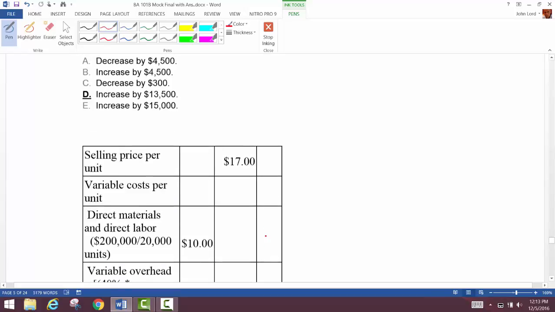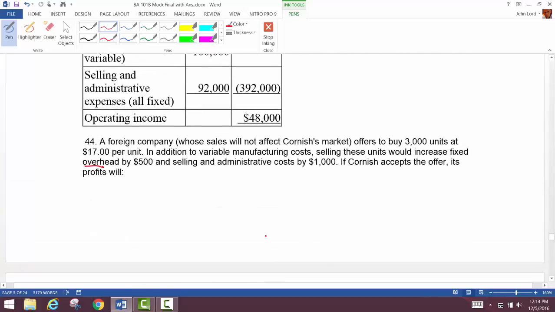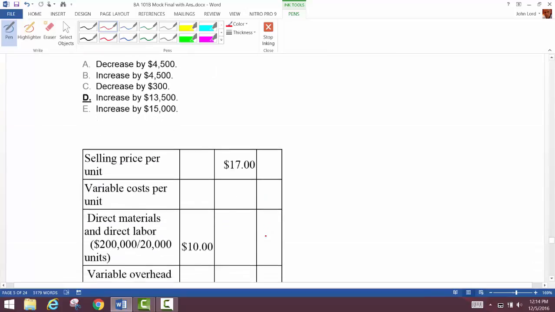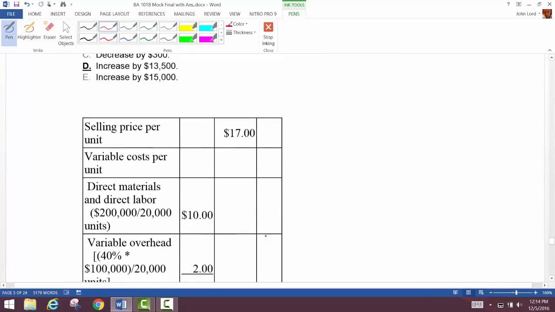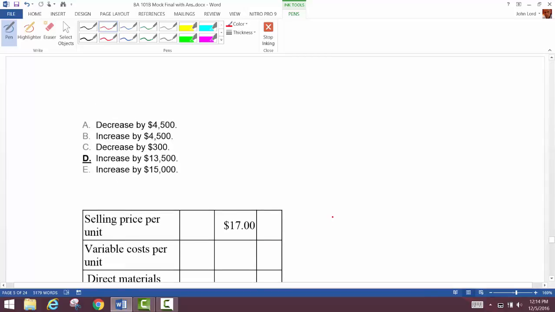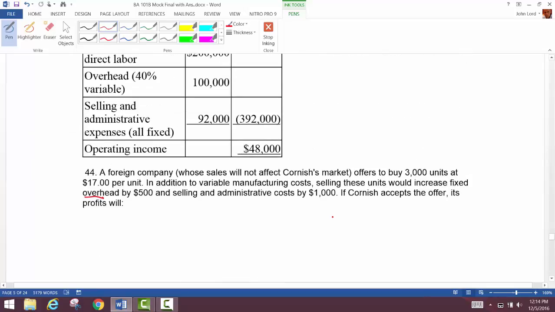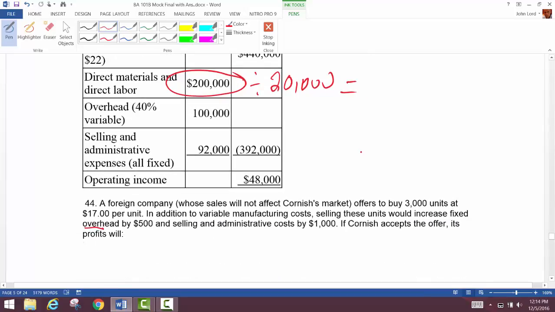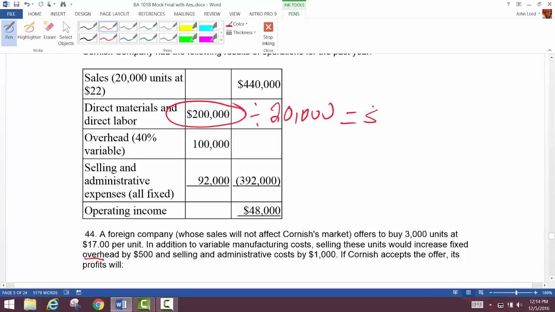Direct materials, and the only thing that was weird here is you had to turn these into per unit cost. So it's 200,000 divided by the 20,000 units, and where's the 200,000 coming from? Oh, it's up here in the table, right? Thank you. Direct materials divided by the 20,000 units gave me, I mean, $10 per unit. So that's $10 per unit.